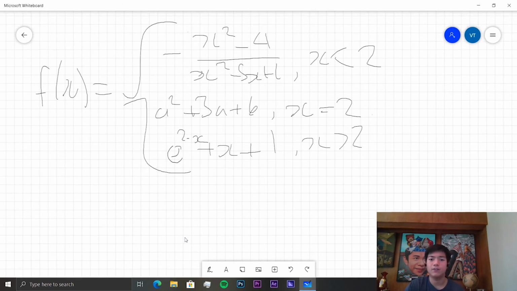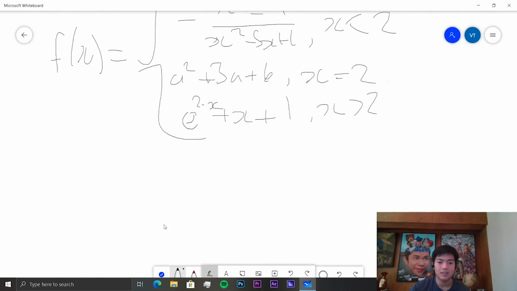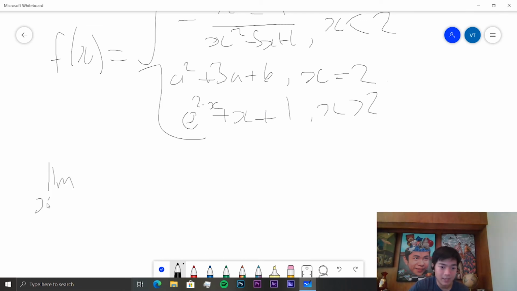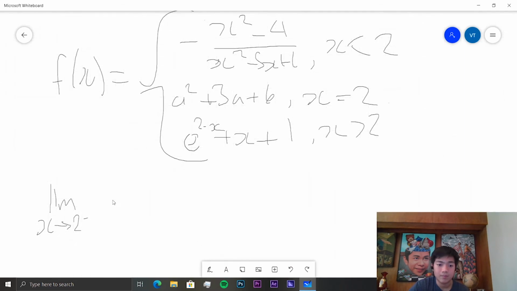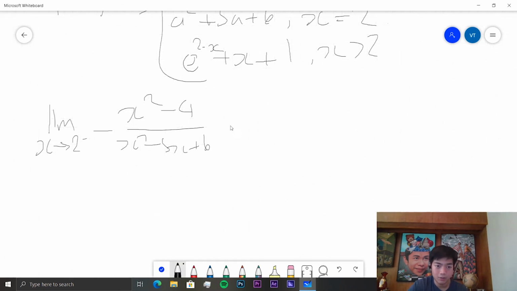So we need to first show that the limit as x tends to 2 of f of x exists. So from the left-hand side, we have the limit as x tends to 2 from the negative side of negative x squared minus 4 over x squared minus 5x plus 6. So when x tends to 2, this tends to 0. Is that correct? Yeah, 0. This tends to 0.